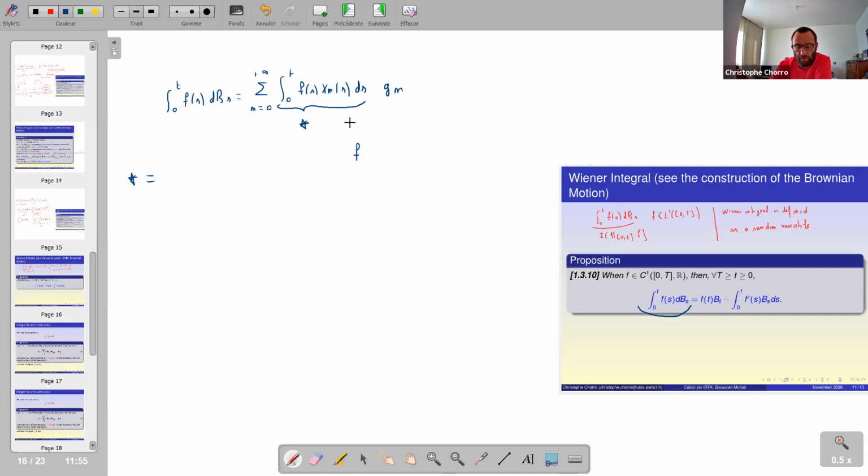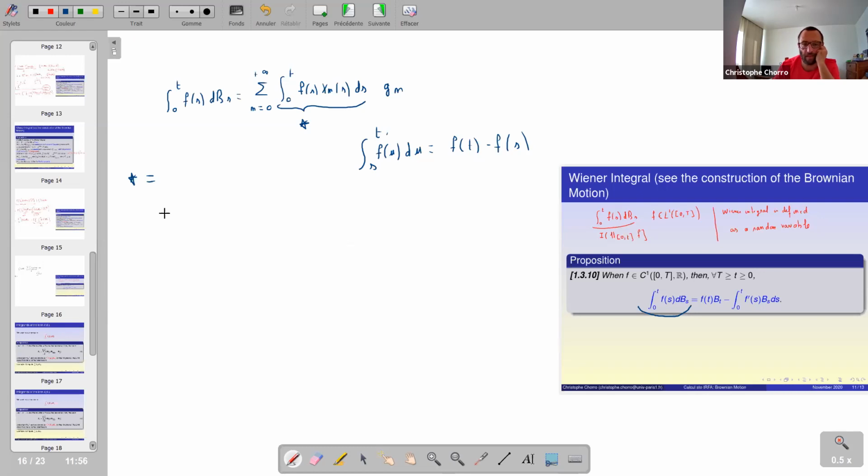What is f of s? F of s may be written as the integral of the derivative. The idea is to express this quantity using the derivative, and I use the fact that f is C1, so I can say that the integral between s and t of f prime of u du is just equal to f of t minus f of s.